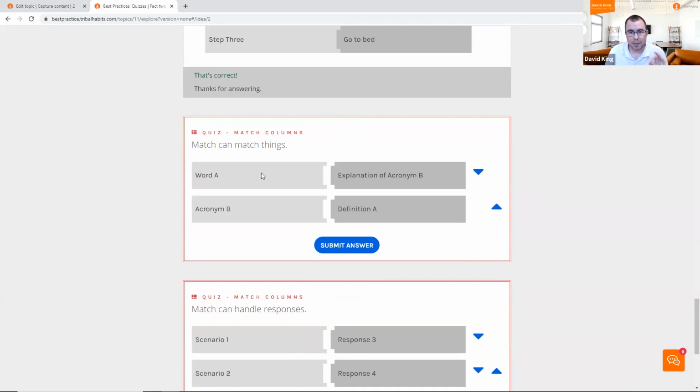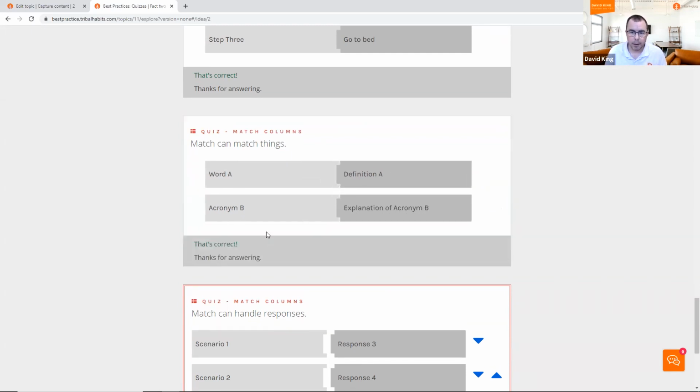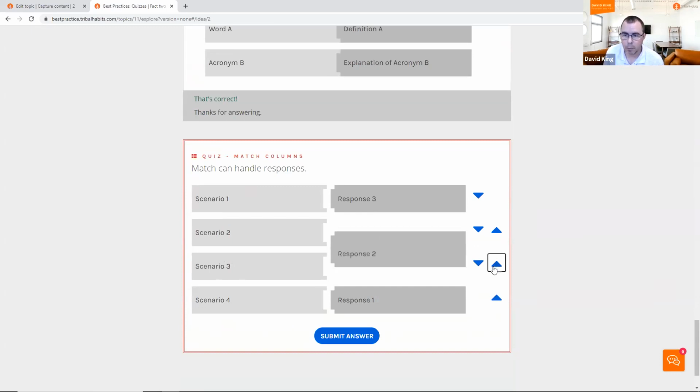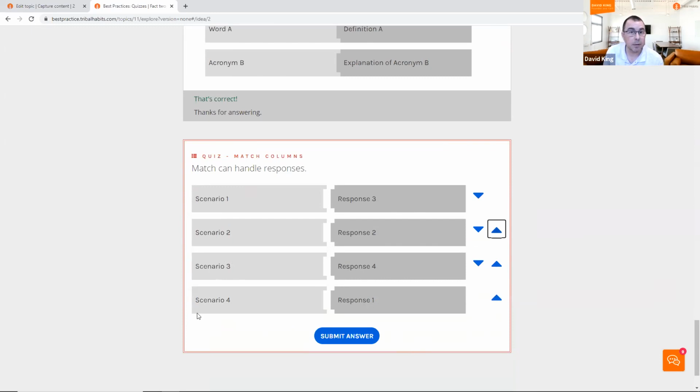They can also match things. So you could be matching definitions here. So in this case, definition A for word A and acronym B is an explanation of acronyms. So you have a series of acronyms and what they are, or definitions. And also responses. I quite like this one as well. Here I might have 4 scenarios and then 4 responses, and they have to get them in the right order. Let's say that's the right one there. I think that's the right response to each of these scenarios.